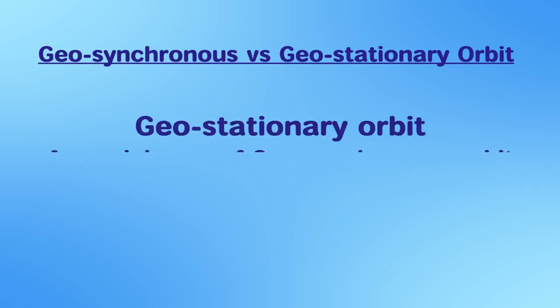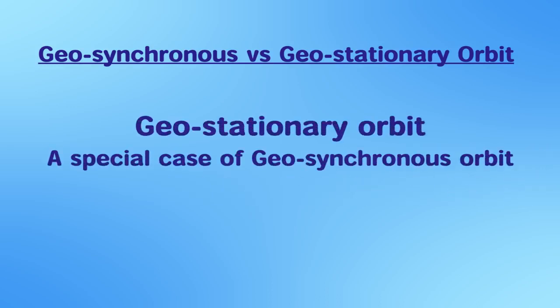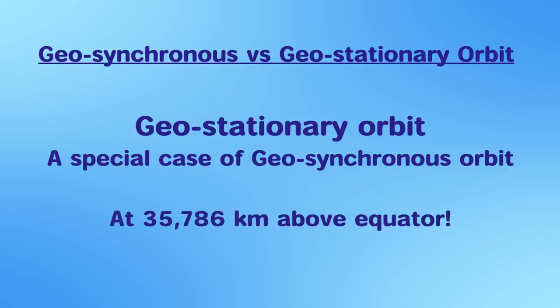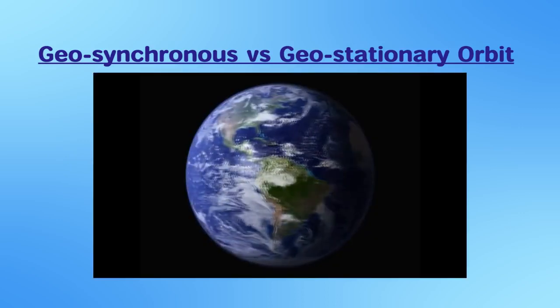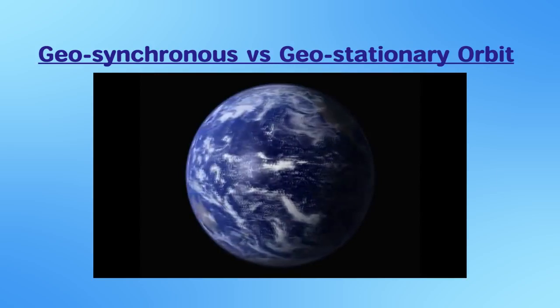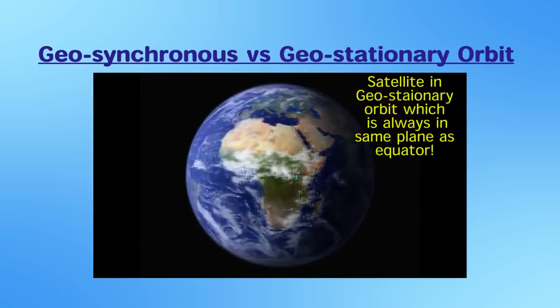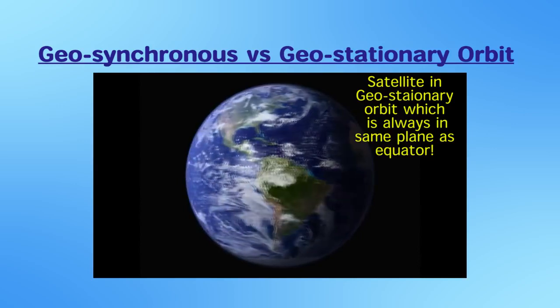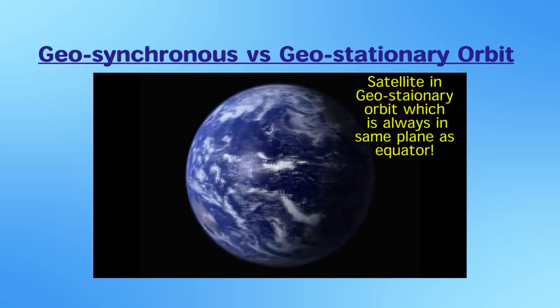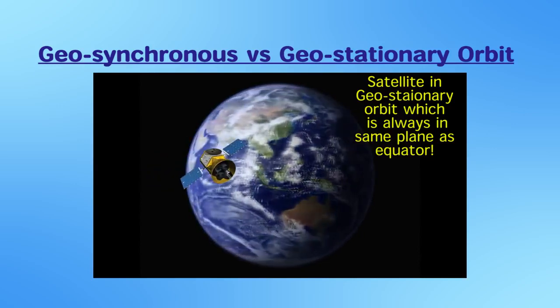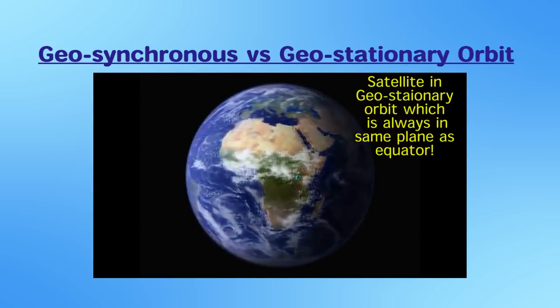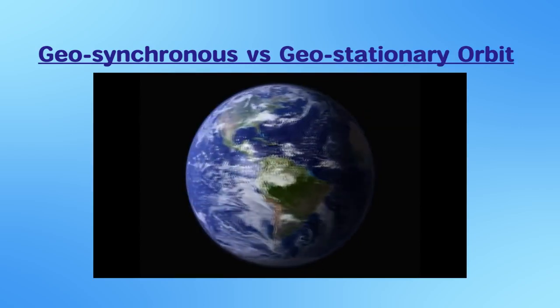A special case of geosynchronous orbit is geostationary orbit. This is a circular orbit at 35,786 km above Earth's equator. Like a geosynchronous orbit, a satellite in geostationary orbit would also complete one rotation around Earth in one day, that is 23 hours 56 minutes and 4 seconds. But the main difference is it also moves exactly at the same speed and direction as Earth.